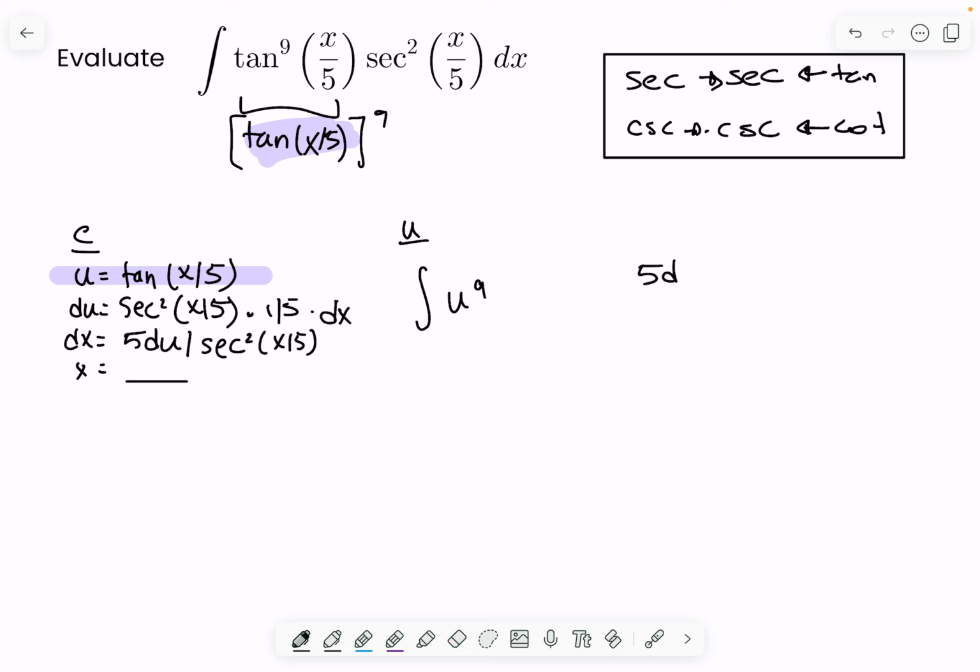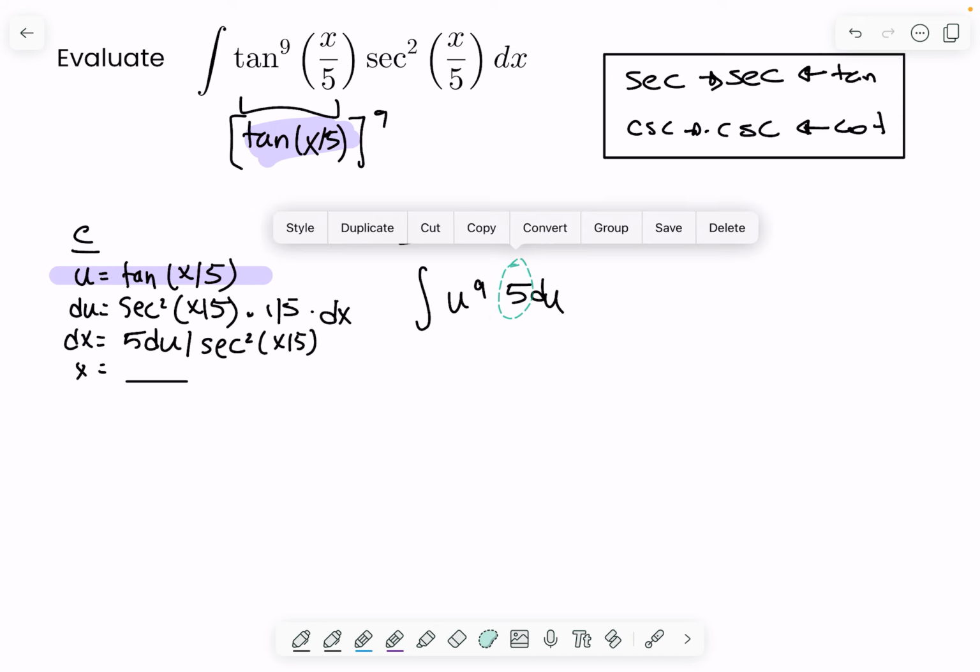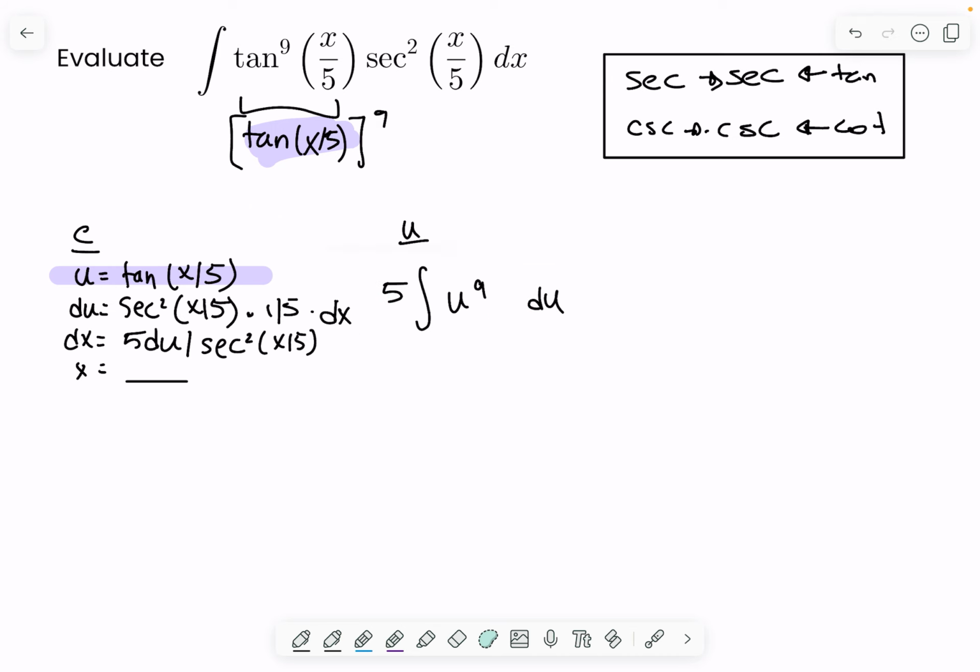So get rid of that. That's supposed to be a du. And then we have a nice little thing here. We can move the constant outside because everything's being multiplied together. And so now we have a beautiful integral. Take the antiderivative. So you're adding plus 1, that becomes 10, divided by that same thing, 10. You can pull out the 1 over 10 because this is really 1 times u to the 9 over 10. So pull out the 1 over 10, u to the 10.